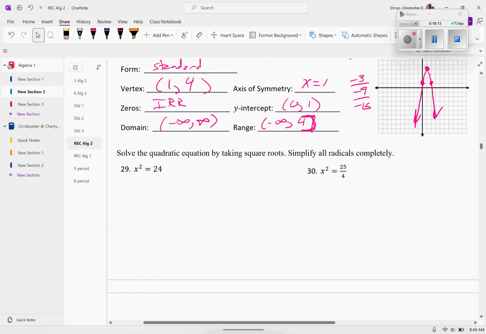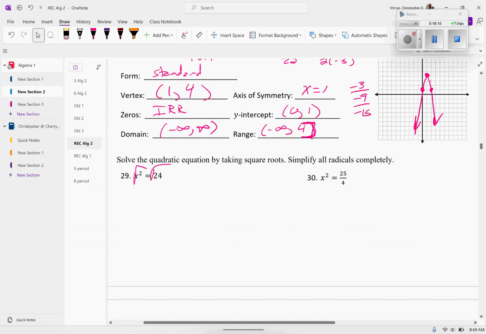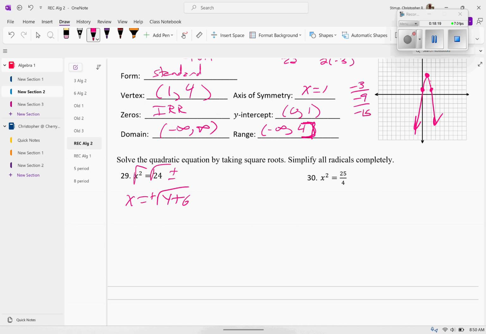All right, now we're going to start solving these. So root, don't forget the plus minus. 24 is going to break down to 4 and 6. The reason I use 4 and 6 is 4 is the biggest perfect square. So I get plus or minus 2 root 6. This one I'm going to root. Don't forget the plus minus. So plus minus square root of 25 is 5. Square root of 4 is 2.